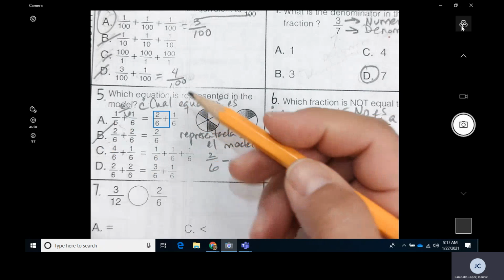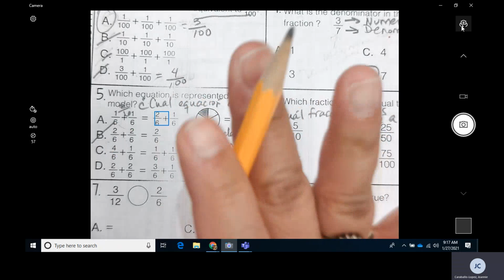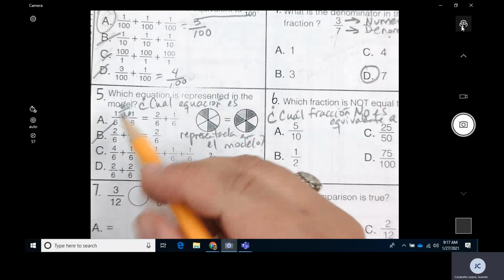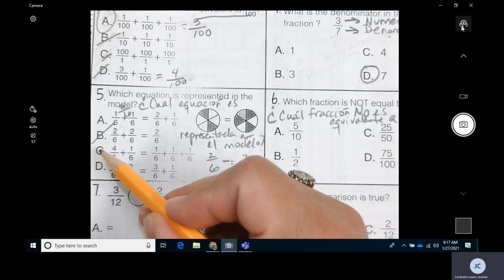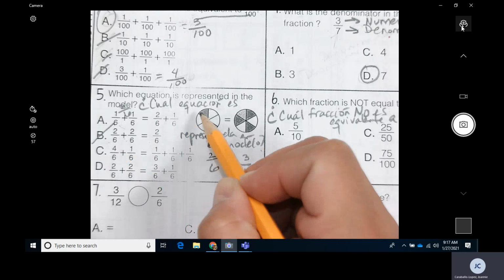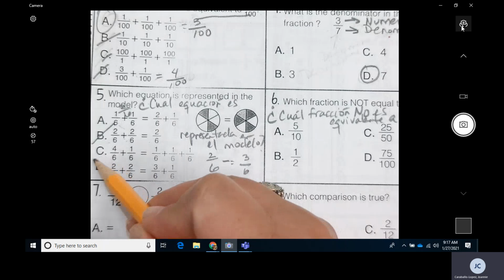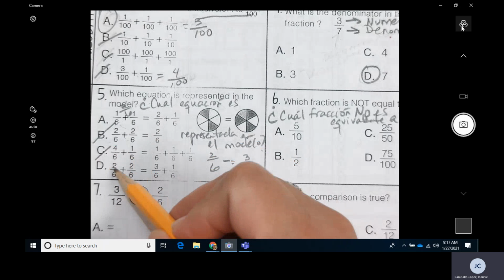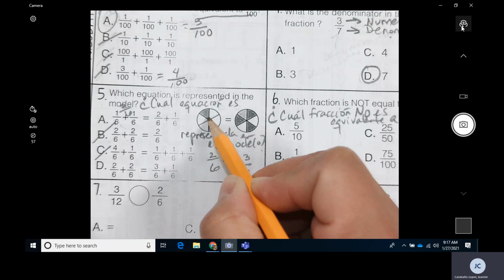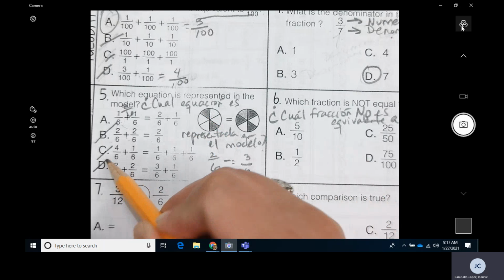Could it be B? No. All right? So we already know that by looking at my first fraction, we can start making an elimination, okay? In C, what do I have? I have 4 plus 1 gives me what? 5/6. Is that 2/6? No, so it cannot be C. Then I go here, and I see 2 plus 2 will give me what? 4/6. Is this 4/6? No. So then I eliminate that.